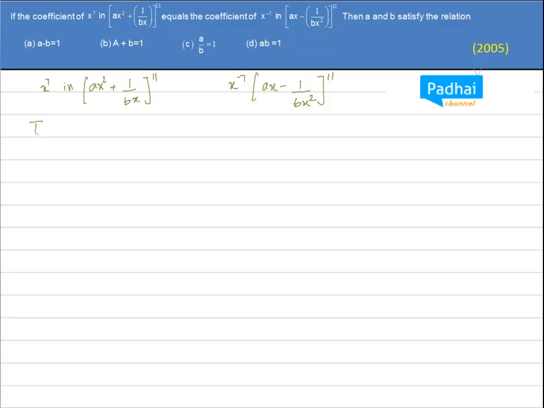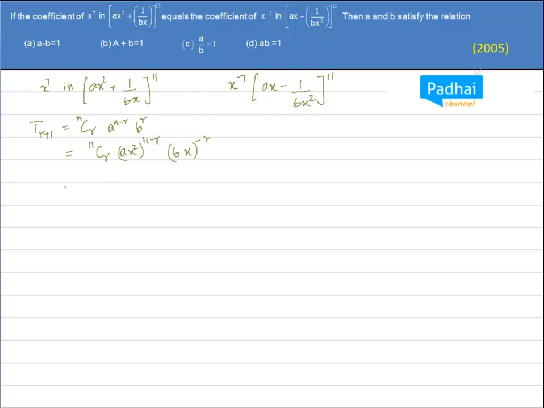Okay, so obviously we'll follow the (r+1)th term method over here. It will be nCr a raised to power n minus r, b raised to power r. So here the (r+1)th term will become 11Cr (ax square) raised to power 11 minus r, and it will be (bx) raised to power minus r.